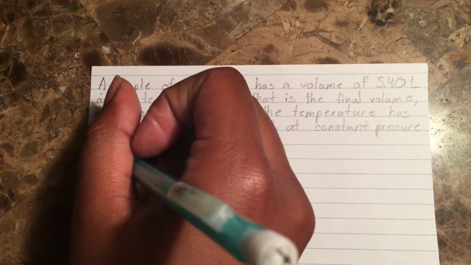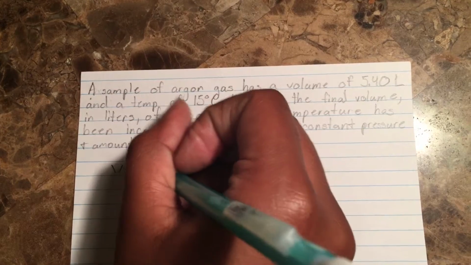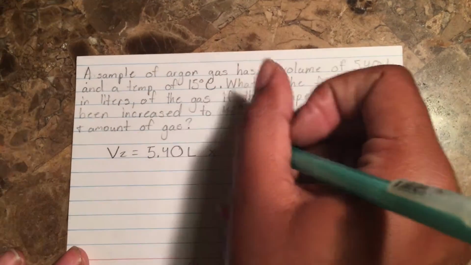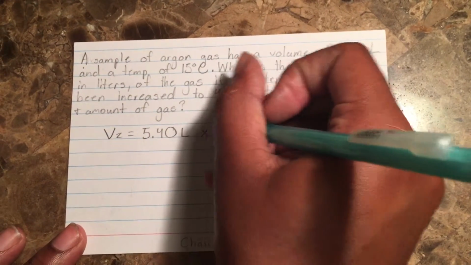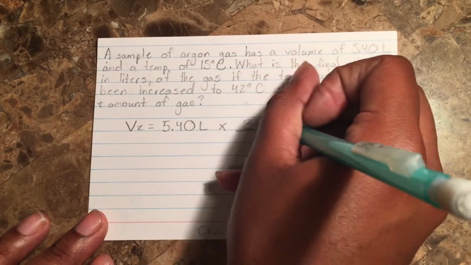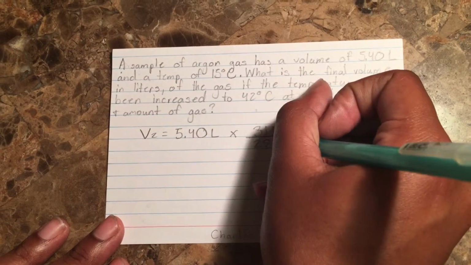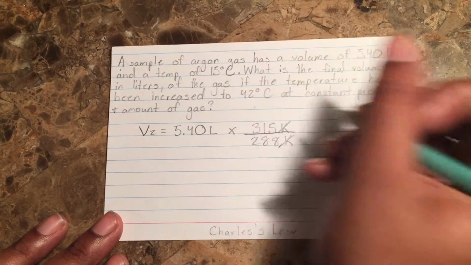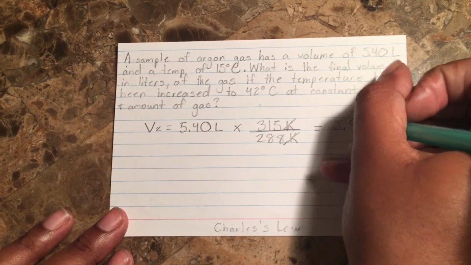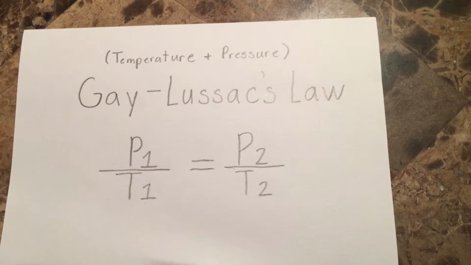Here's how we solve our problem. V2 equals our given, which is 5.4 liters, times T2, which is 315 Kelvin, divided by T1, 288 Kelvin. Kelvin will cancel out, giving us our final answer of 5.91 liters.